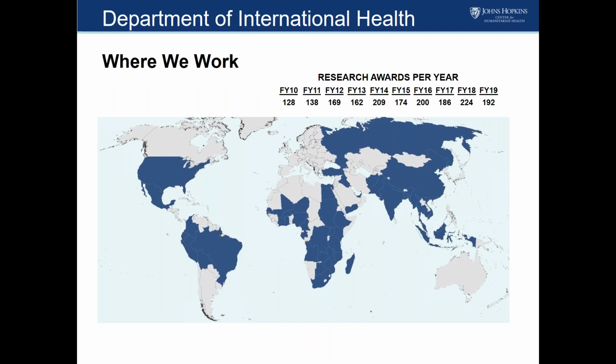And just quickly, a look around the world at the many different countries where we work. And as I said, not to be surprised that we are working in the US because we do have key underserved populations here, whether it's in rural Appalachia, inner city populations, or Native American populations. But we're basically having research on every continent except Australia and Antarctica.